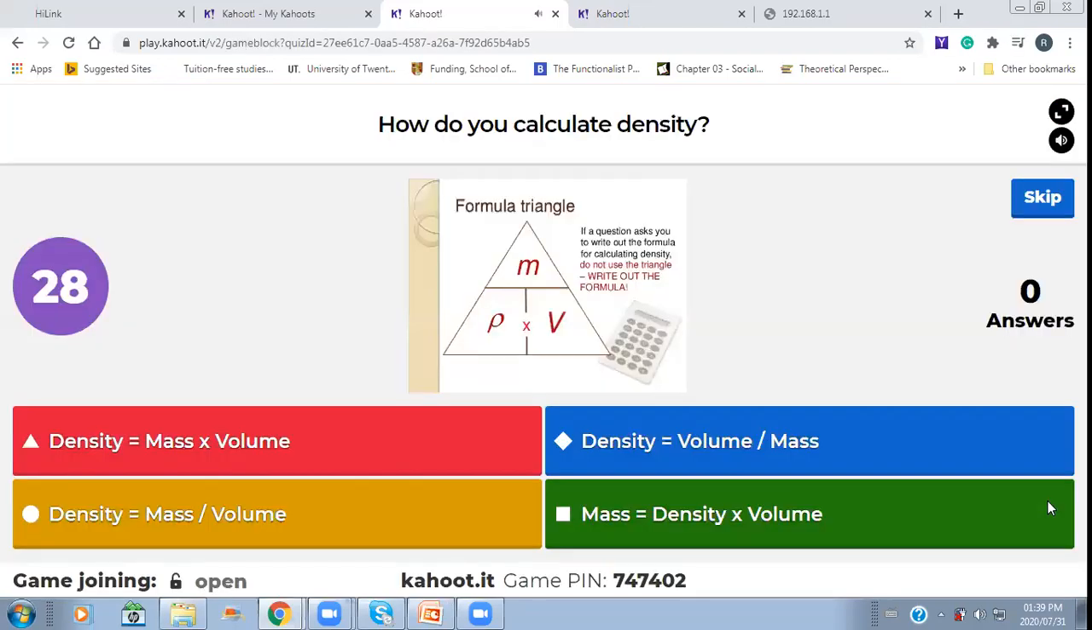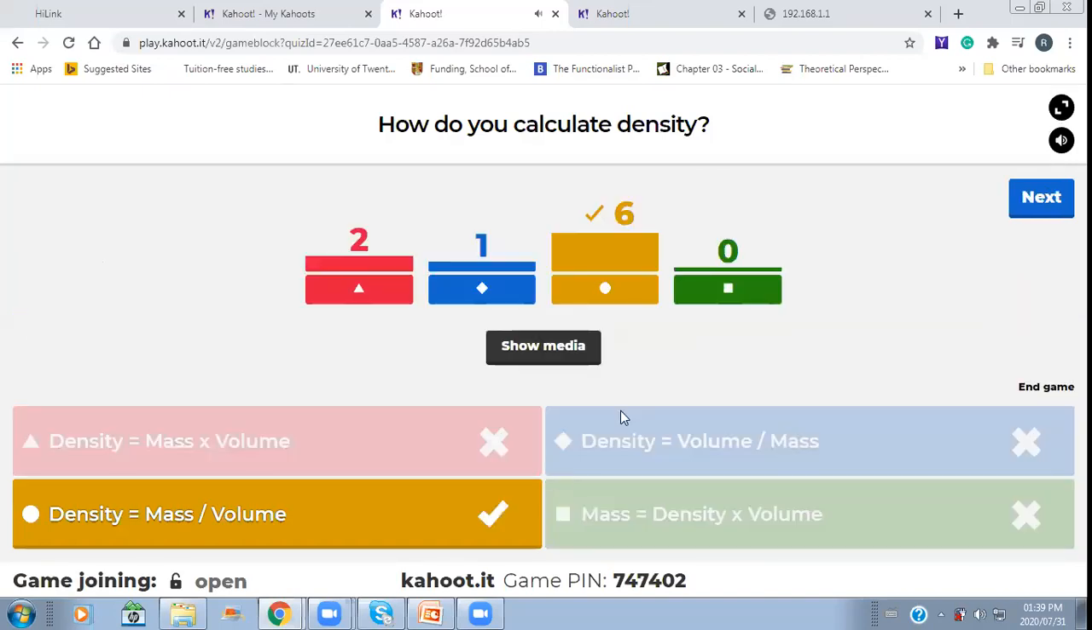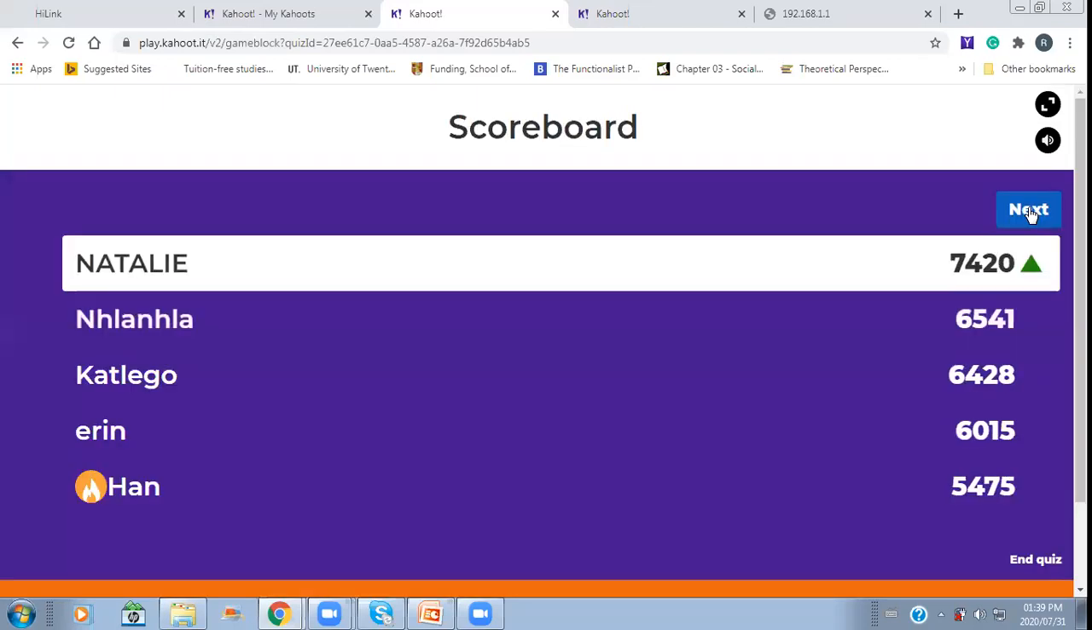How do you calculate density? This is the formula there. Is it density equals mass times volume? Density equals volume divided by mass. Perfect. You can see that density is calculated by using the formula mass divided by volume. Okay, 6 people got this one right.